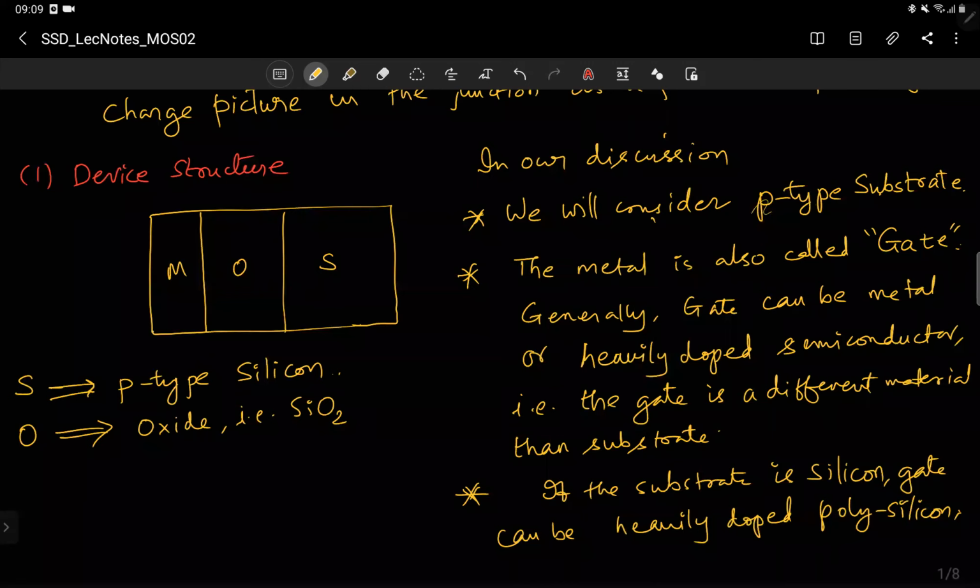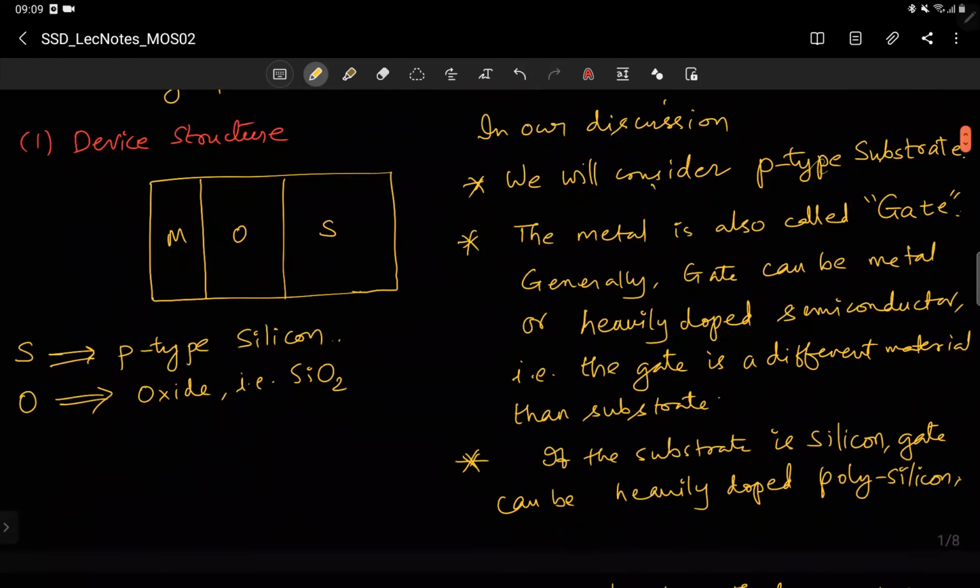So that is one thing, and you have to extend the logic or the concept to n-type semiconductor, because we might ask them in the tutorial or in the exam. So we consider p-type semiconductor. The metal is also called gate. Like we call this p-type as substrate or body, the metal also is called gate.